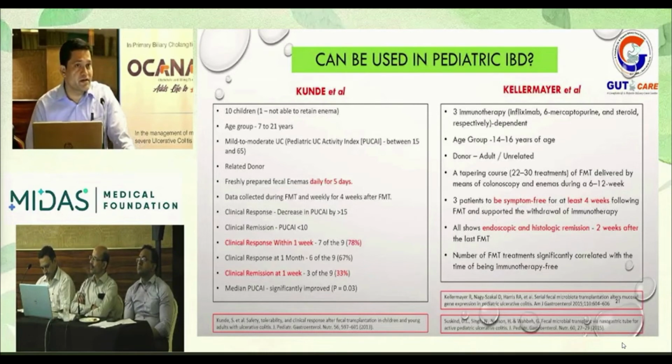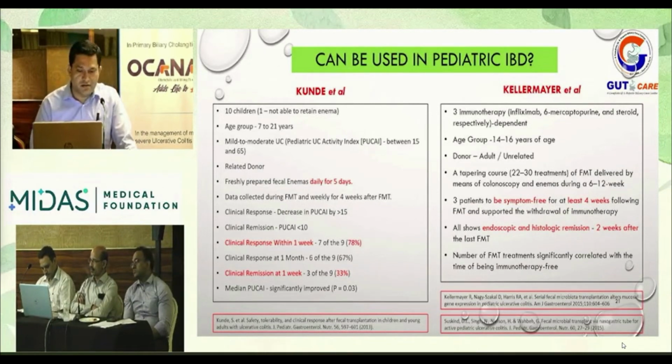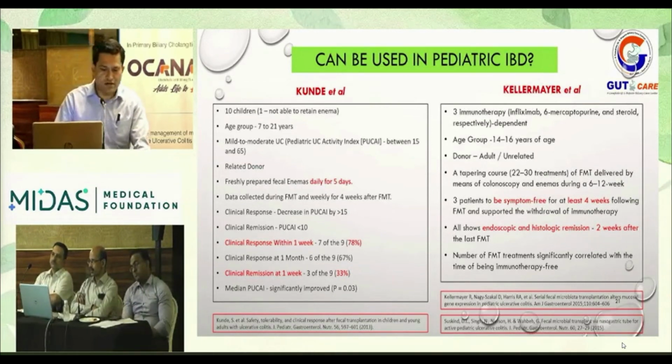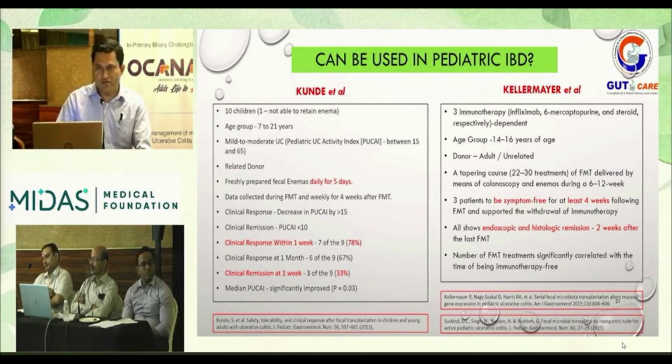So whether FMT can be used in pediatric IBD, there are 3 studies, 2 for UC and 1 for CD, that we are discussing. Kunde et al. did this study in 10 children and gave enemas daily for 5 days. Again, the lower GI route. They found that the clinical response within 1 week was 78%, and remission at 1 week was 33%.